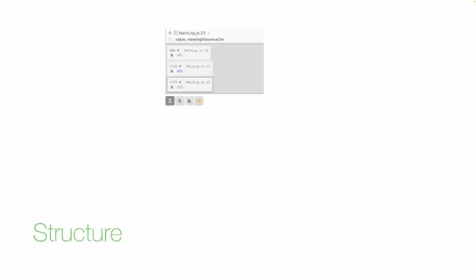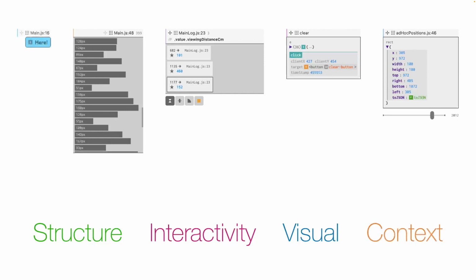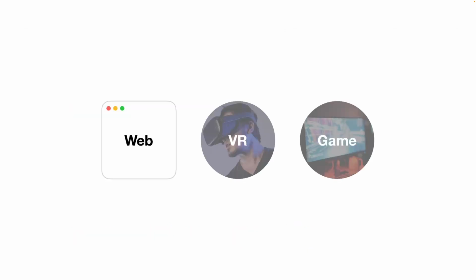The structures, interactions, visual representations, and contextual information that Logit supports enable new ways of using and understanding logs for programming tasks. We demonstrated Logit in a web development environment, but many of the proposed techniques can be broadly applied to a variety of programming languages and platforms.